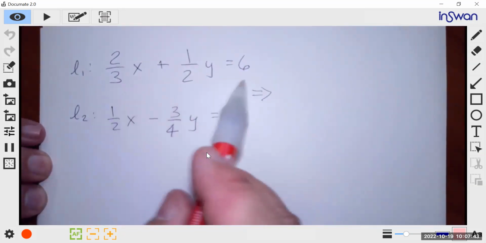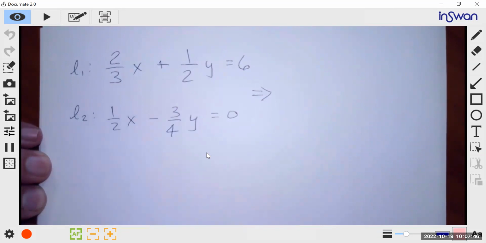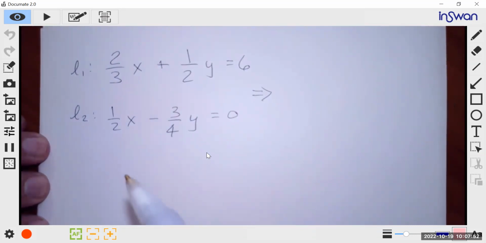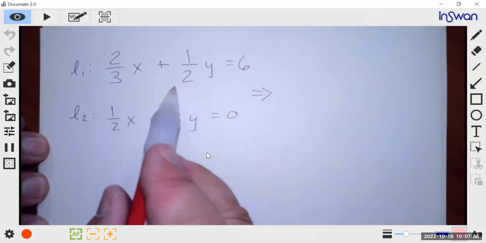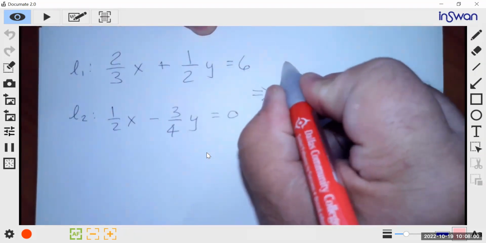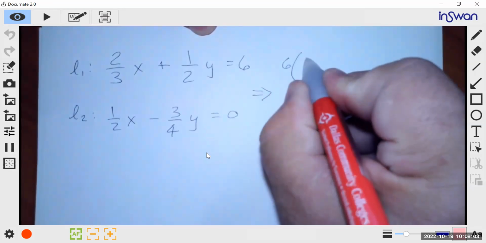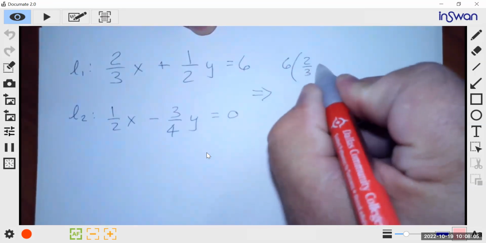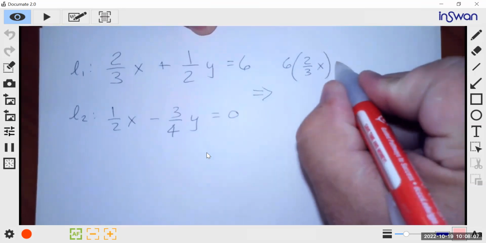On the top equation, how do you get rid of the fractions there? What do you have to do? Find the common denominator. What's the LCD? 6. Very good, because 3 times 2 is 6. So multiply each of the terms by 6.